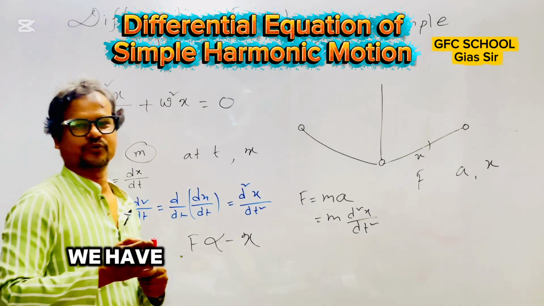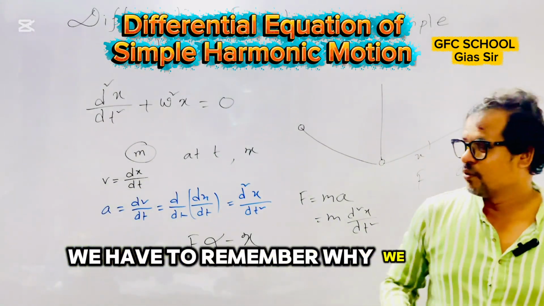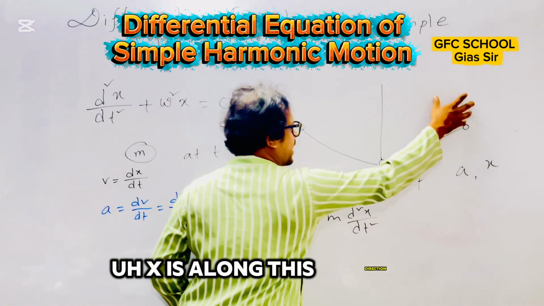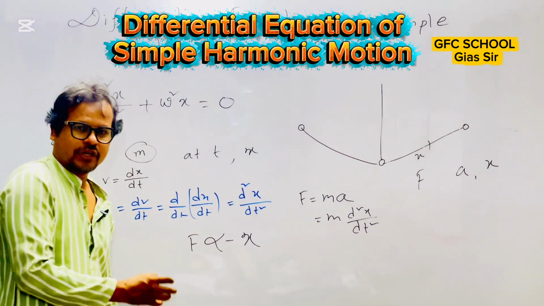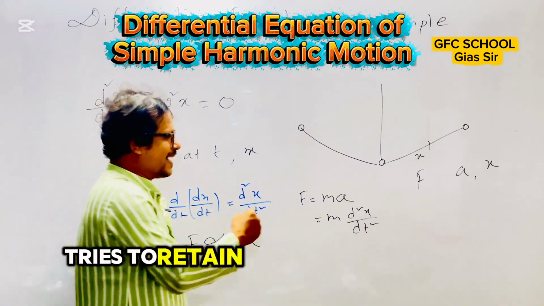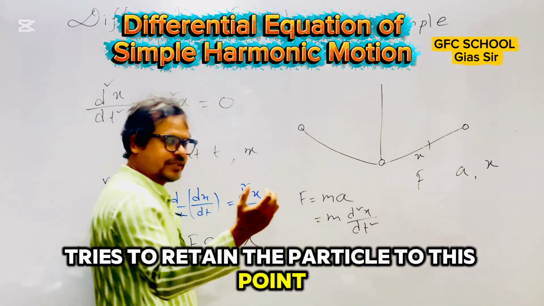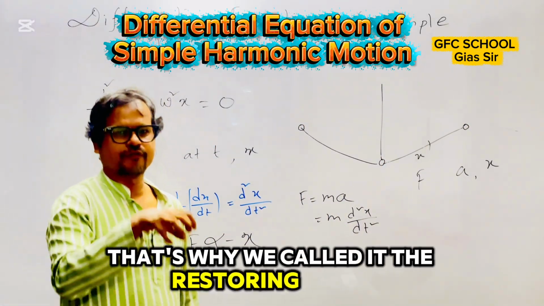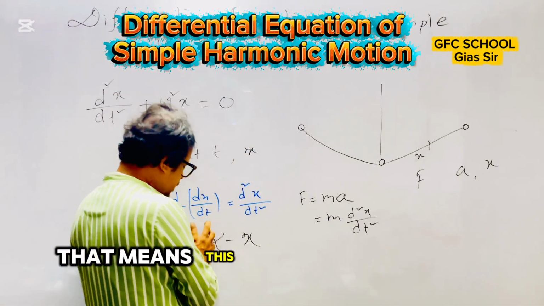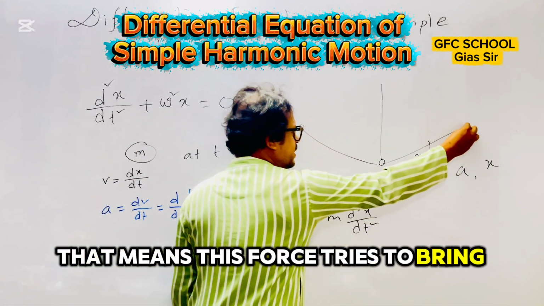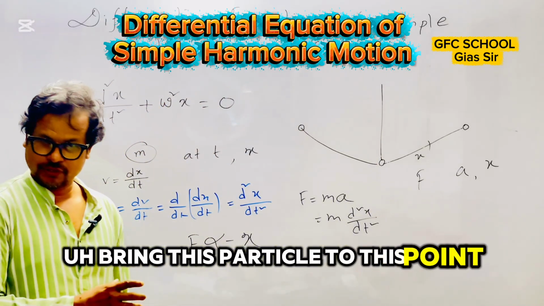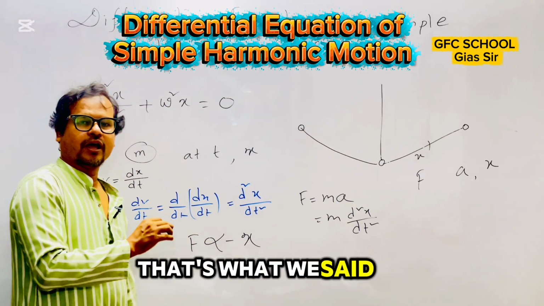This line we have to remember. Why have we written the minus sign? Guys, x is along this direction, but this force tries to retain the particle at this point. That's why we have called it the restoring force. That means this force tries to bring this particle back to this point. Okay, that's what we said.